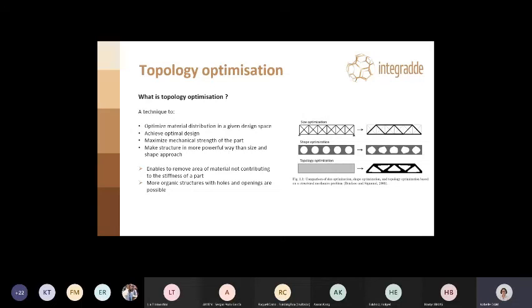The last point about design rules to be considered is topology optimization. So what is topology optimization? It's a technique to optimize material distribution in a given design space in order to achieve an optimal design. It also has the objective to maximize the mechanical strength of the parts and make structures in more powerful ways than a size and shape approach only. It typically enables removing areas of material not contributing to the stiffness of a part, and it gives a more organic structure with holes and openings.